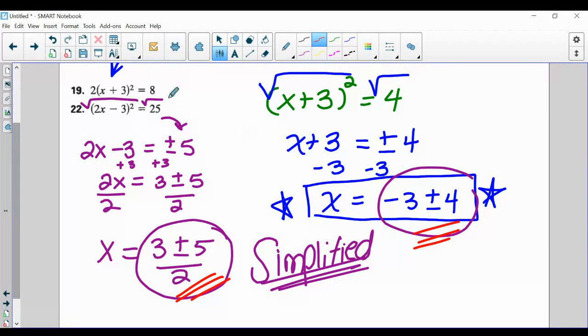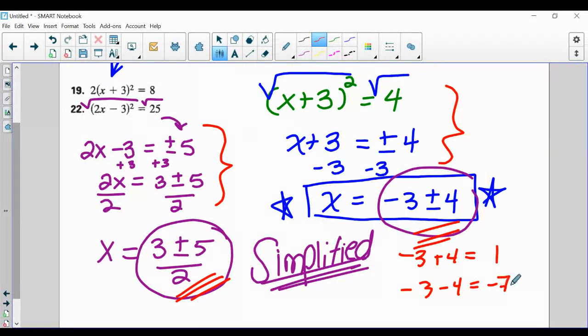My goal with these two examples is just to show you how it works, and from here, you can just separate them out. For example, this will be -3 plus 4. That will give you 1, and -3 minus 4, which will be -7.